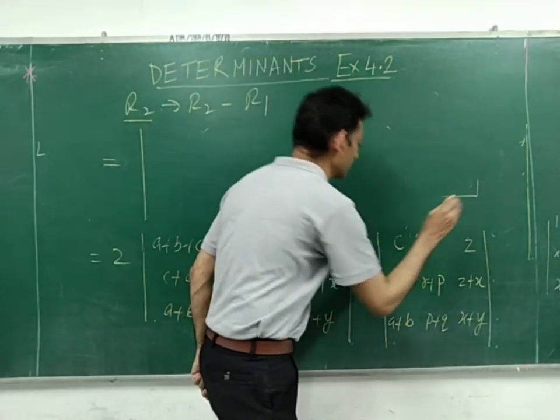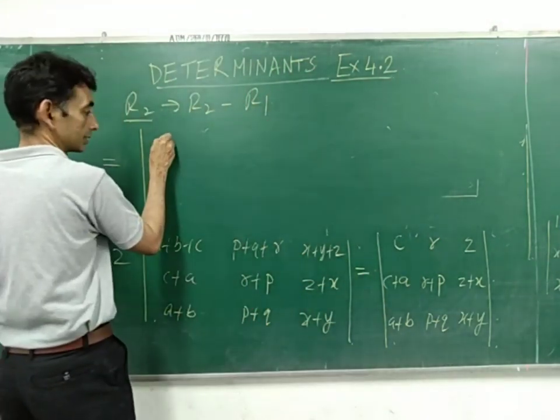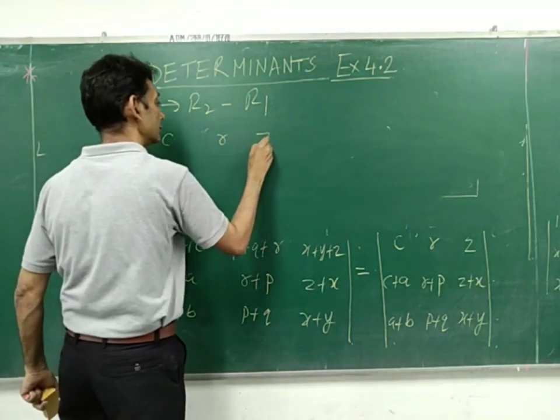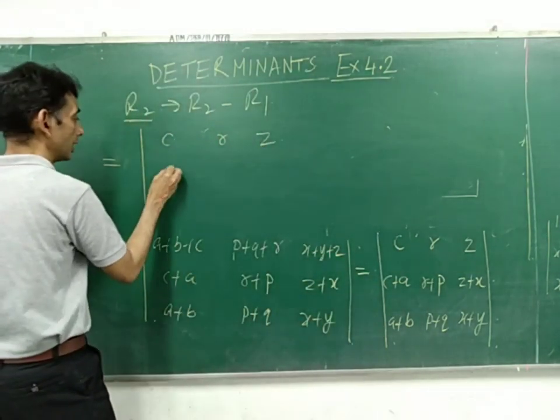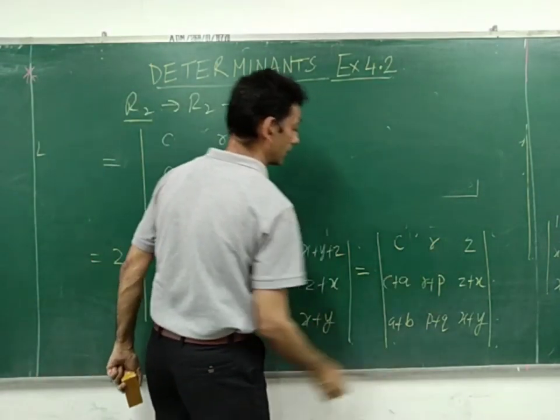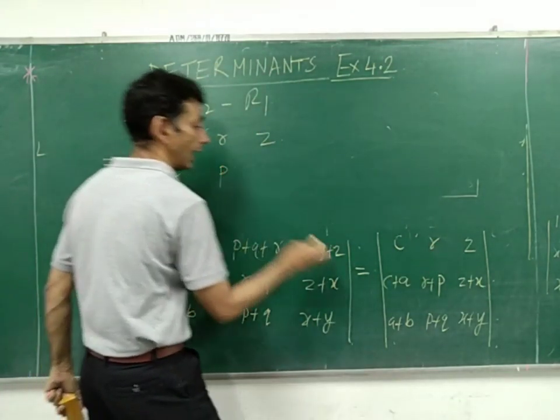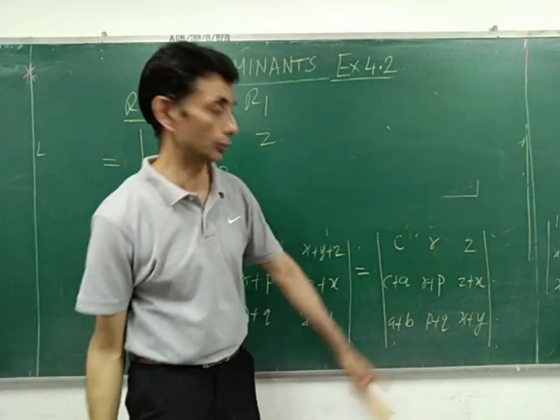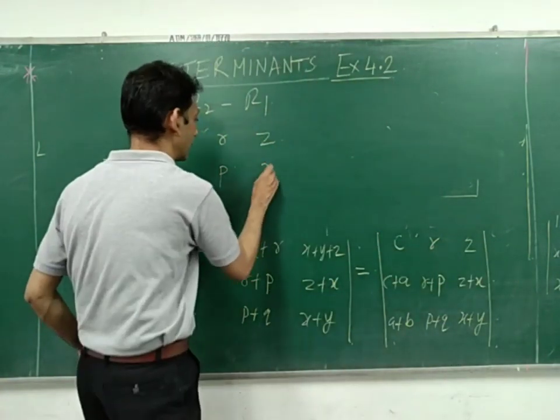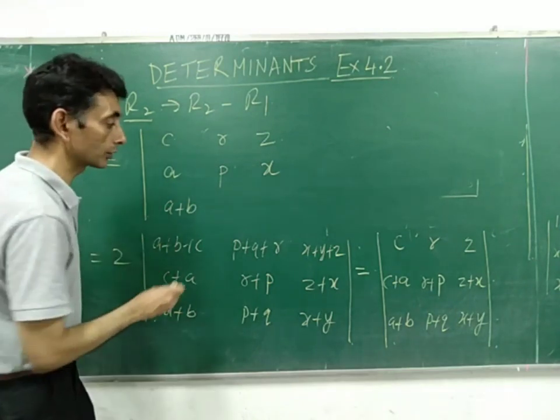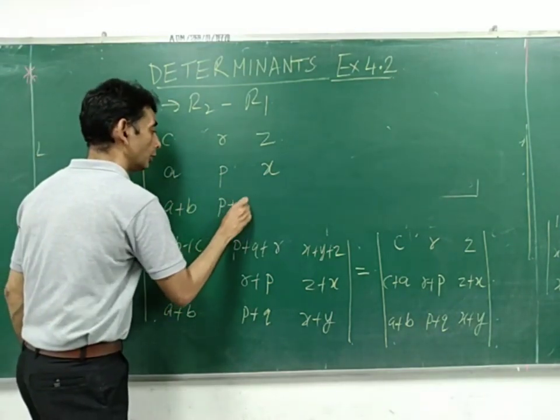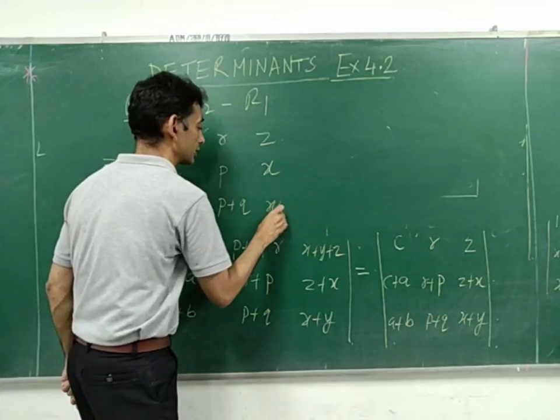So obviously the first row will remain as it is. C, R, J. So if you subtract C plus A from C, it will be A, and R plus P minus R, it will be P, and Z plus X minus Z, it will be only X. So X will be left out. Yes, you are very, very close to the answer now. X plus Y.